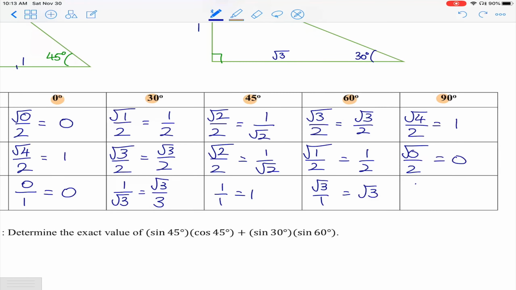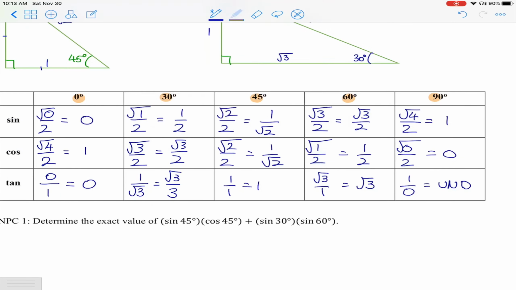Then next one is 1 over 0. Anything divided by 0 is undefined, so I will just put undefined. That's how I remember. This is how I still do it in my head as well. So 0, 1 over 2, 1 over square root of 2 or square root of 2 over 2, square root of 3 over 2, and then 1. And then for the other one, just go backwards. Once you fill that out, then tangent is basically sine over cosine.